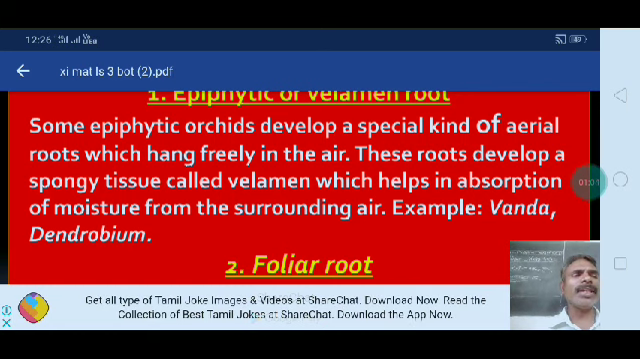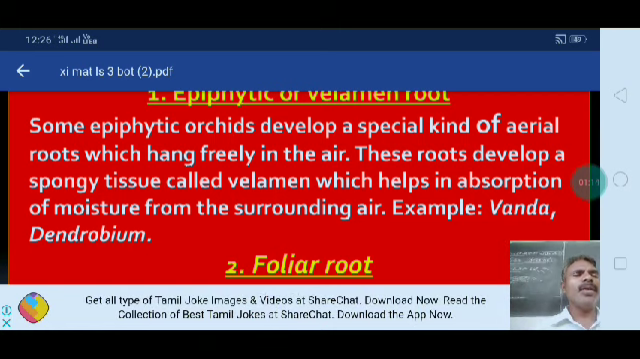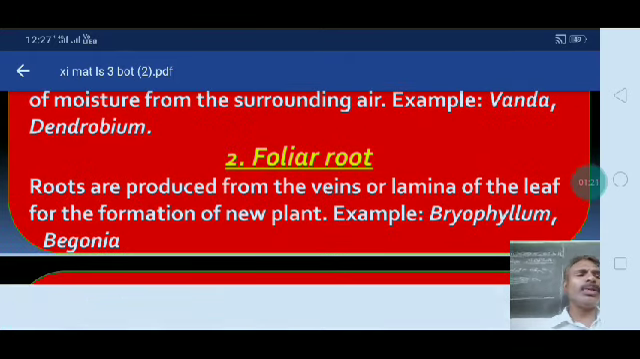Some epiphytic orchids develop a special kind of aerial roots which hang freely in the air. That type of root system develops a spongy tissue called velamen. Velamen tissue is mostly used for absorption purposes. Example, Vanda, Dendrobium. Then foliar roots.